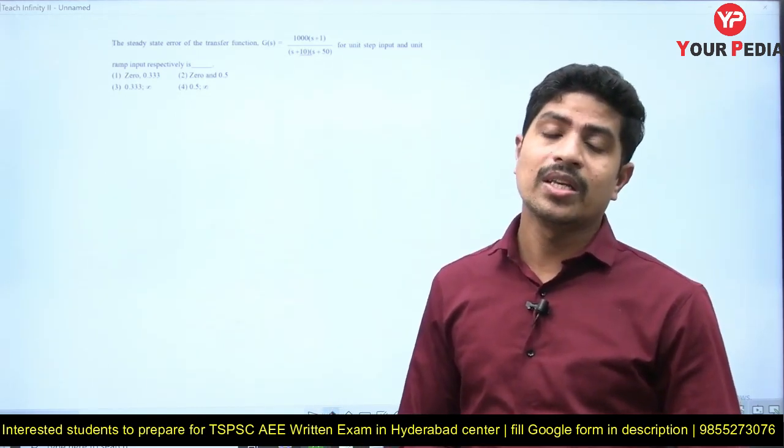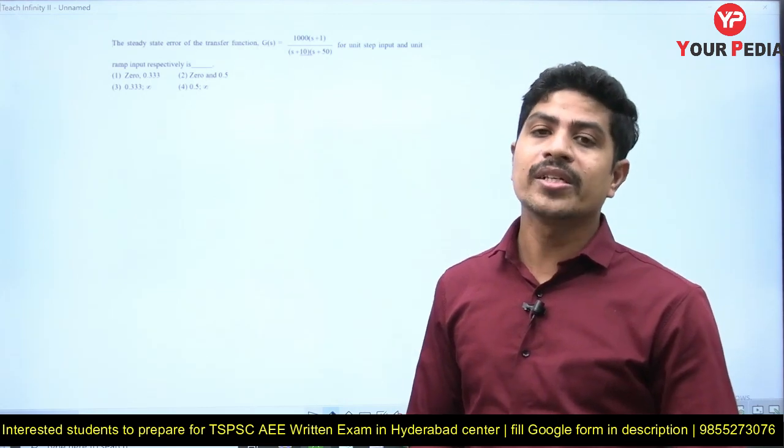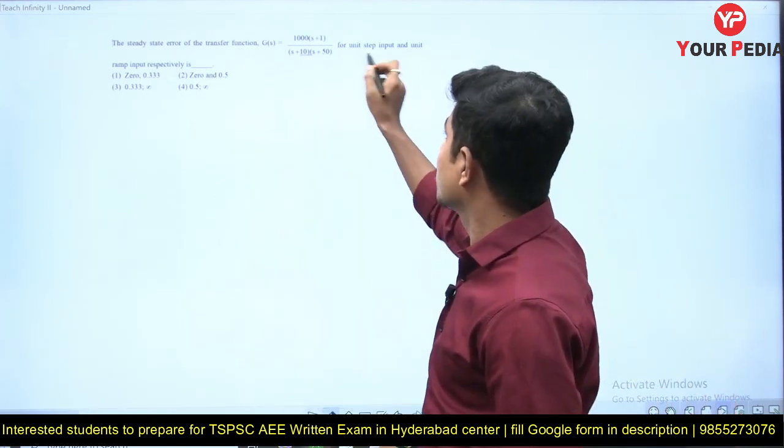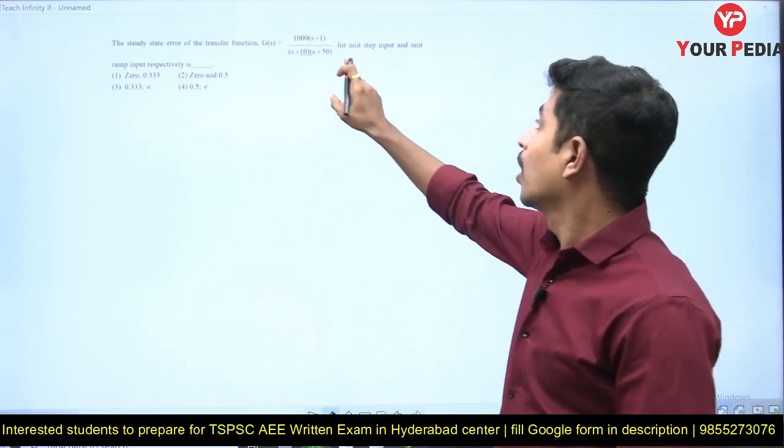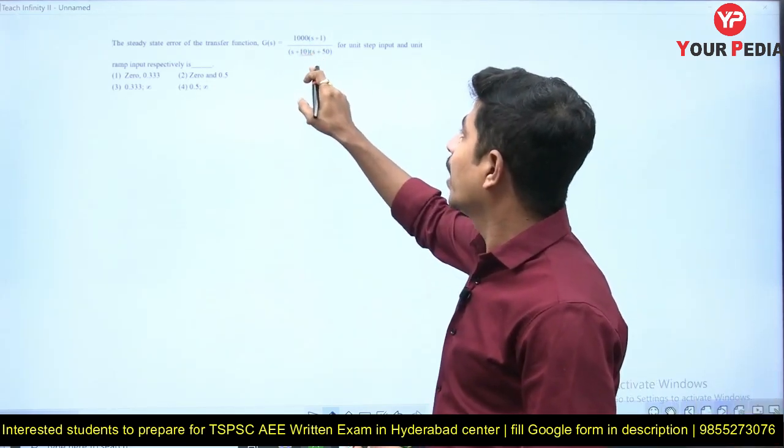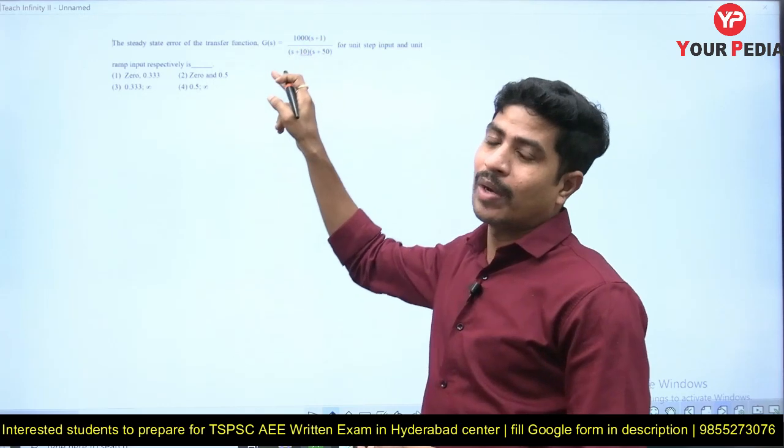ESS is equal to A by 1 plus KP for step input. A is the magnitude of the step. How much is it? 1, because the given question is unit step. KP is limit s tends to 0 of G of S into H of S. If you do that, you're going to get 1000 by 10 into 50, 500. 1000 by 500 is 2.